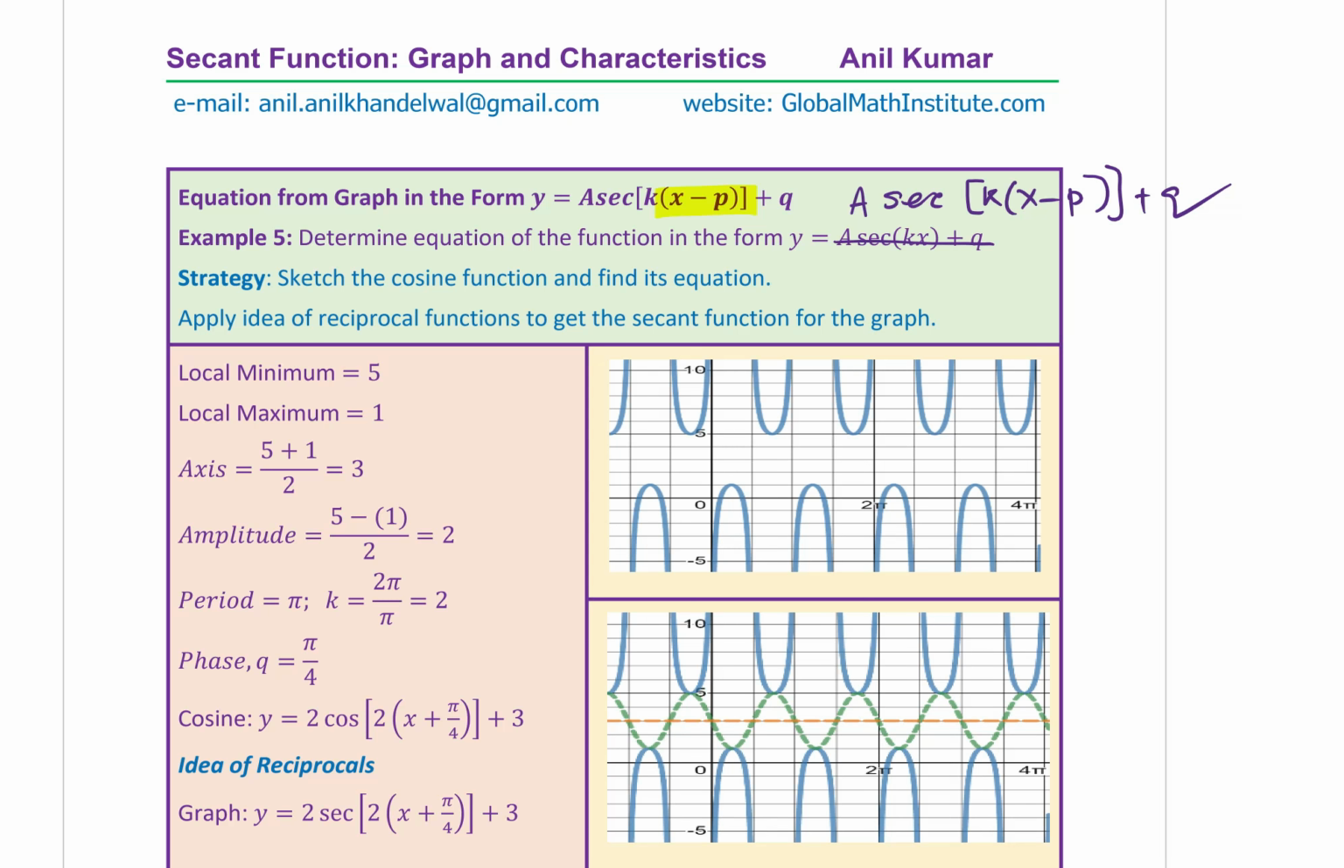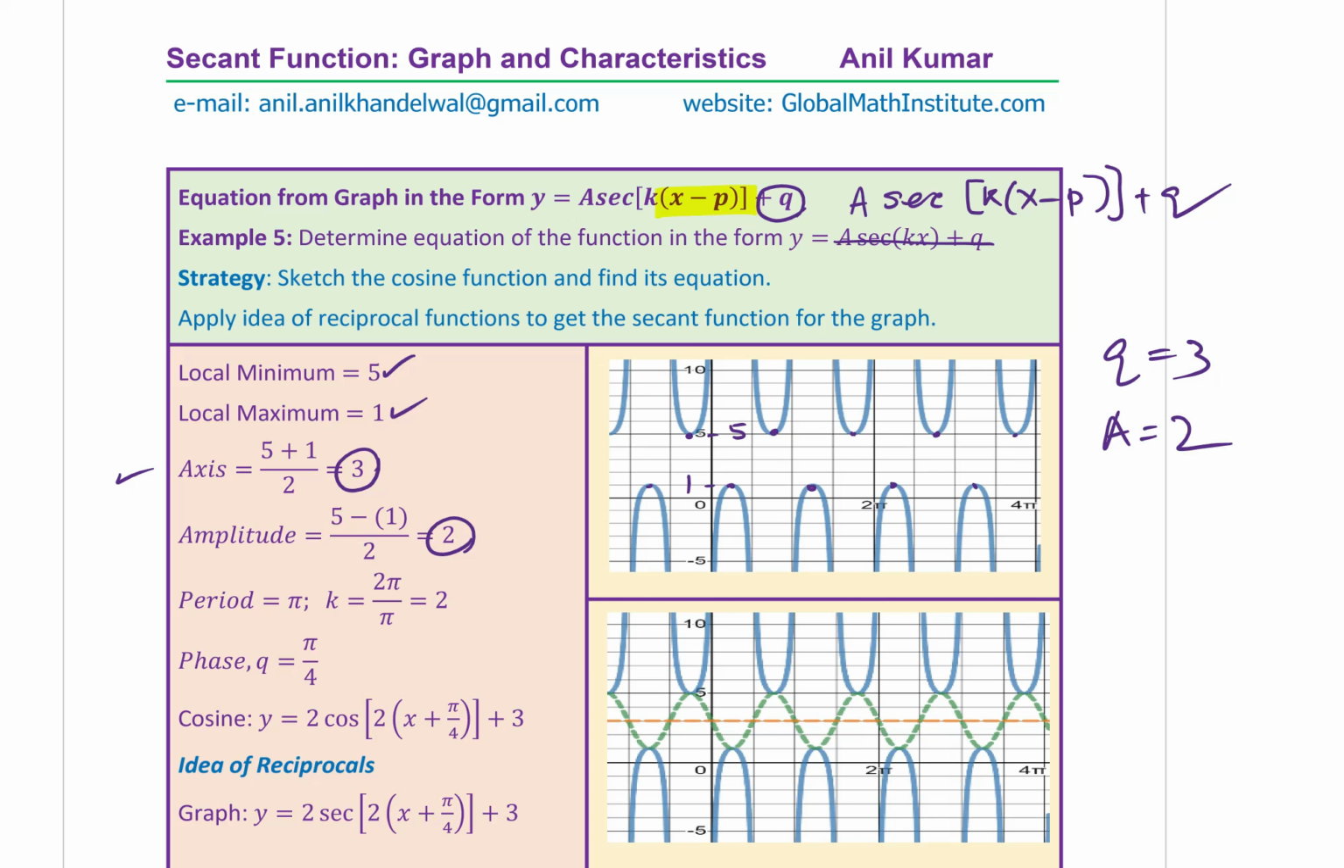Okay, so the graph of the secant function is given to you. From here, we'll find the cosine graph. So again, we'll start with marking the maximum and minimum points and then see what their values are. In this particular case, the maximum value is 5 and the minimum value is 1. Find the axis, add them, divide by 2, you get a value of 3. Axis really means that the q value is 3, correct? So we know q is 3. Then find the difference, get the amplitude A, which is 2.